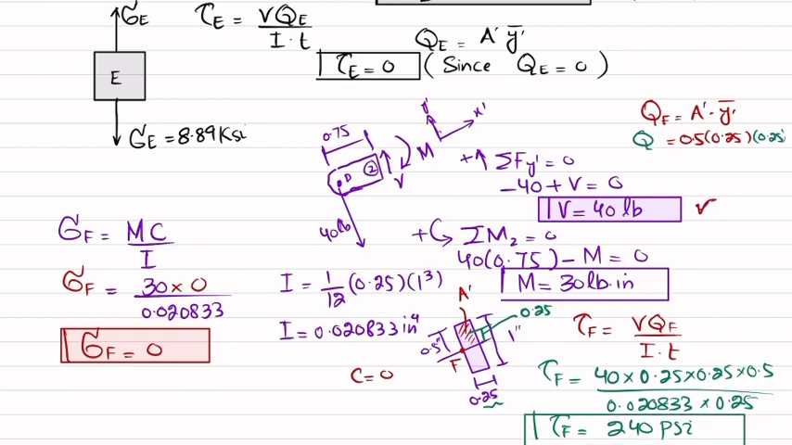Now we will draw the state of stress for this point F. If you take the element like this at F, there is no normal or bending stress, so only shear stress. So we will draw this shear stress like 240 psi. Similarly at this side it will be like this. So the state of stress at point E is this one and the state of stress at point F is this one. And that was all about this problem 8-34.